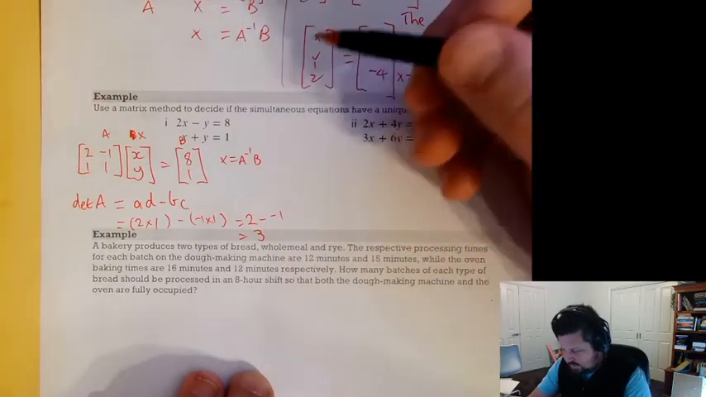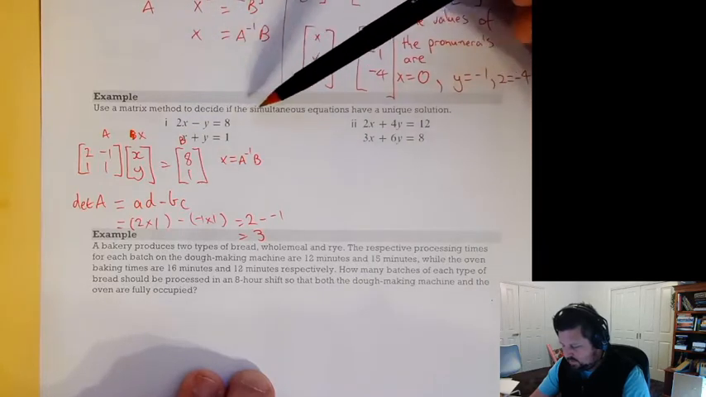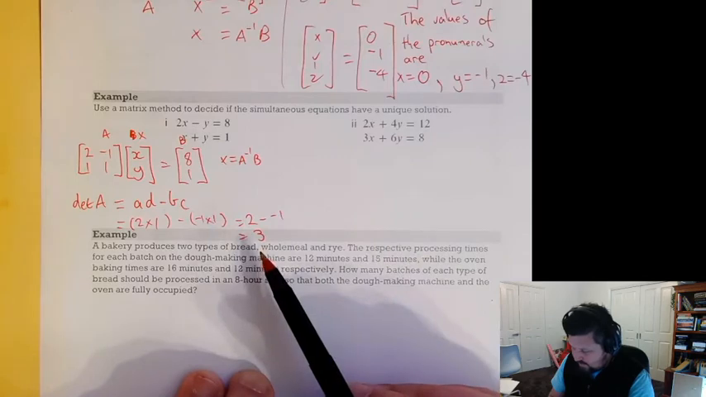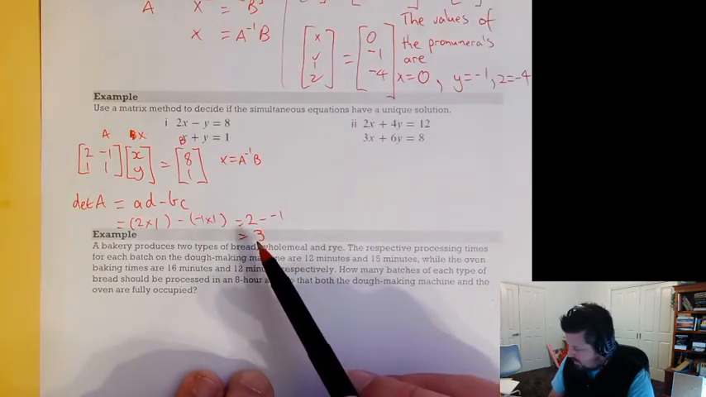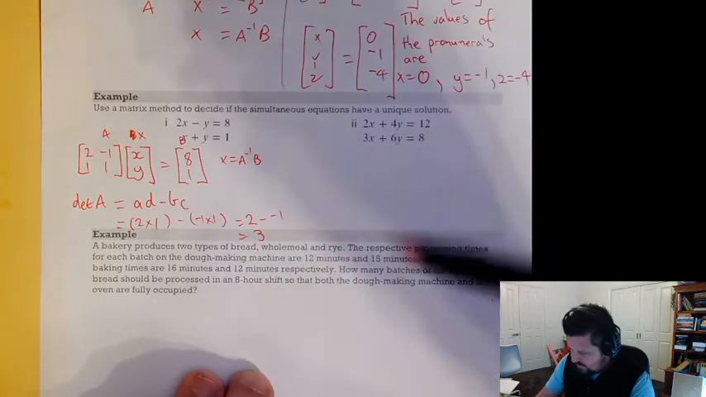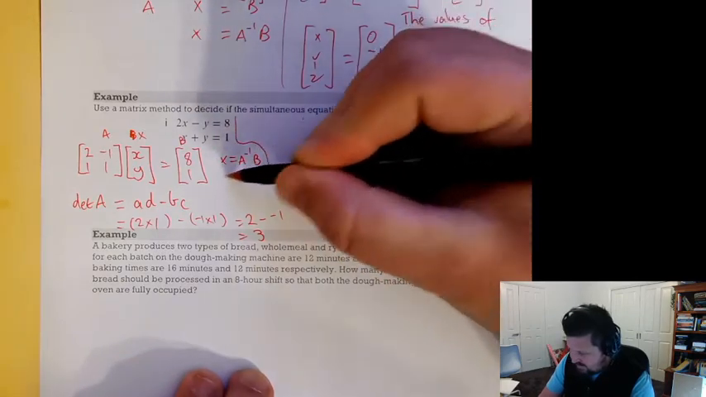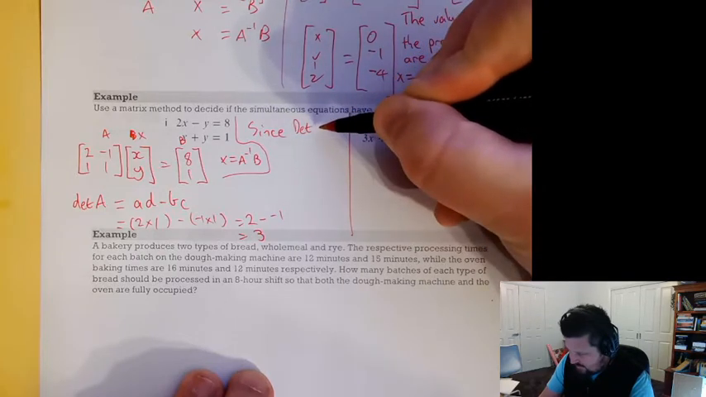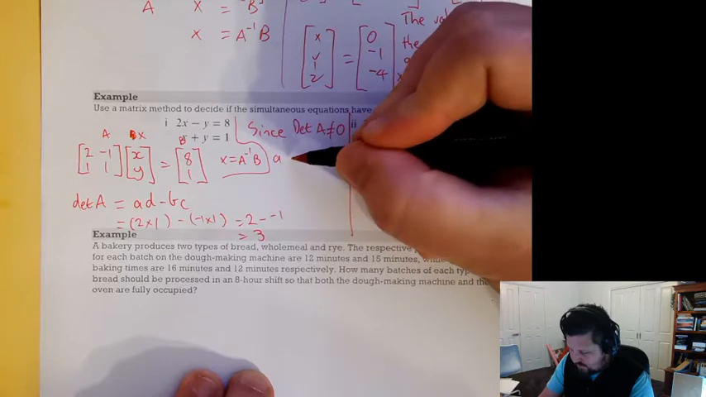So in this particular case, it says use a matrix method to decide if the simultaneous equations have a unique solution. The good news is because this is not a 0, it's an actual value, then a unique solution can be found. So I'll just write that here: since the determinant of A is not equal to 0, a unique solution can be found.